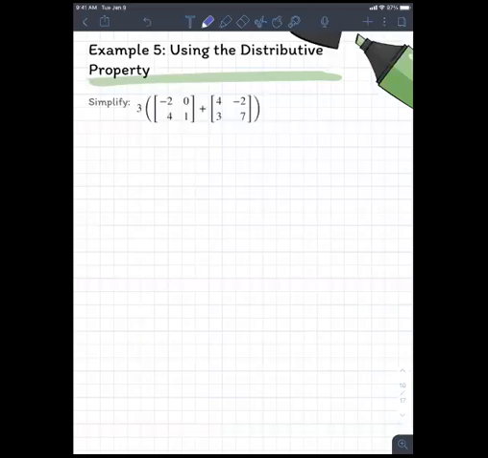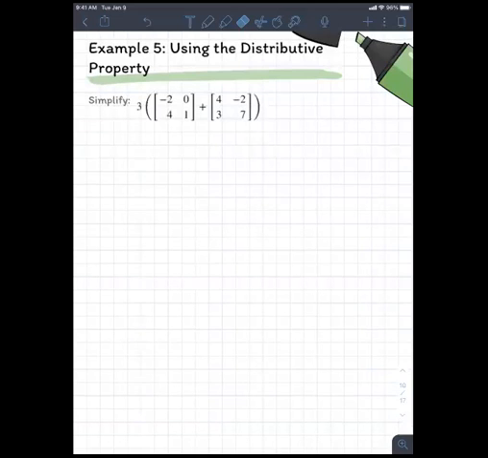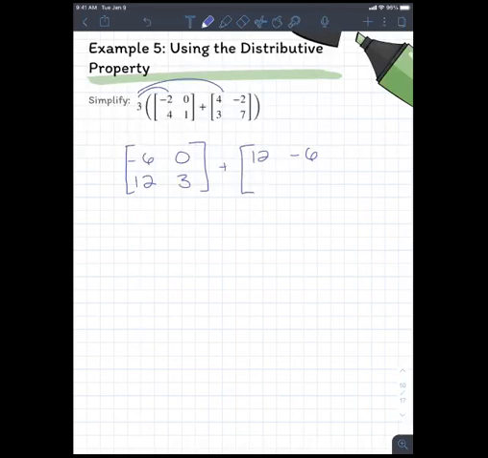All right, 222. I'm going to do it by multiplying them both by 3 first and then adding them together. So if I'm multiplying both by 3, my first matrix is going to be -6, 0, 12, 3. And my second matrix is going to be 12, -6, 9, and 21. I hope I did my math right. Then we would add them together. If they're in the same place, you just add them together.